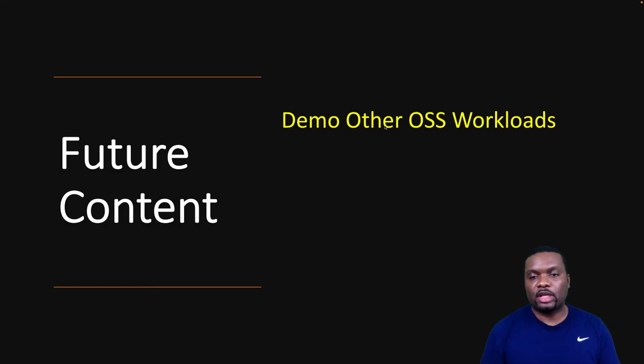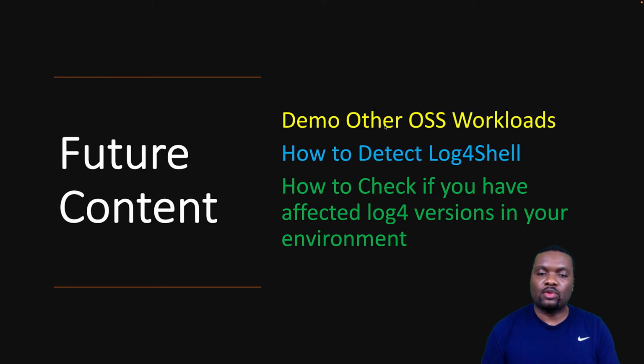Now for future content, I'm going to be working on demonstrating this vulnerability in some other open source workloads, and then we're going to take a look at how to detect Log4j dependency vulnerability in other environments like Windows, Linux, Macintosh, and so on. And then if you also have the fear of this particular vulnerability, you can check to see if your affected Log4j version is in the list. So that is very simple, and I think we demonstrated that here.